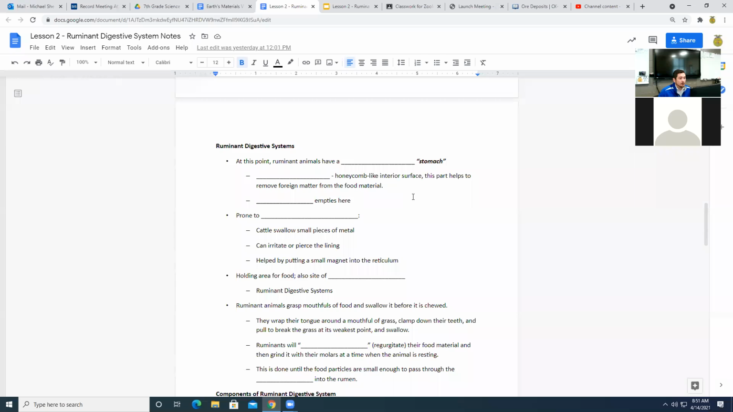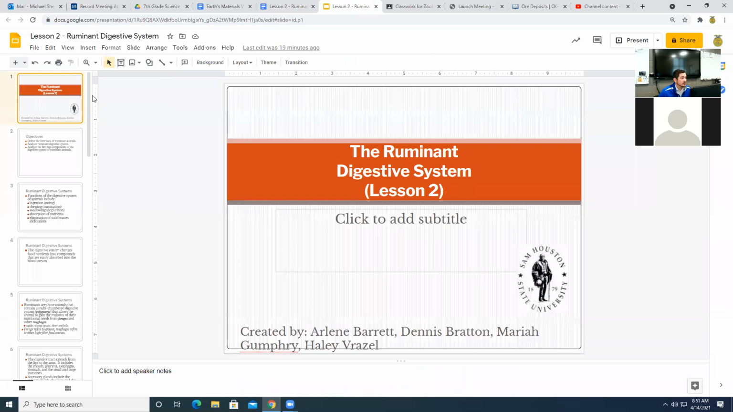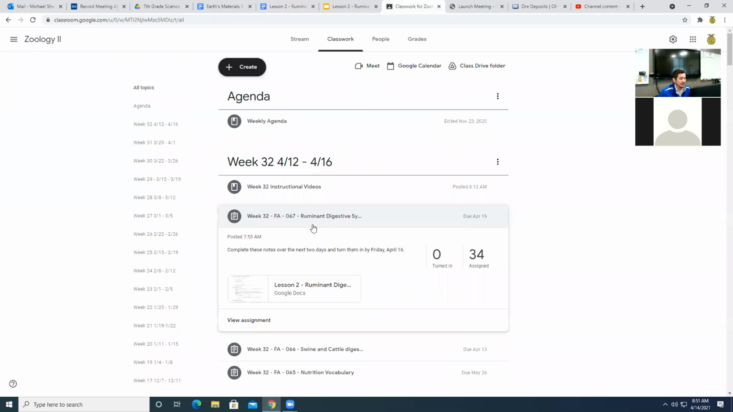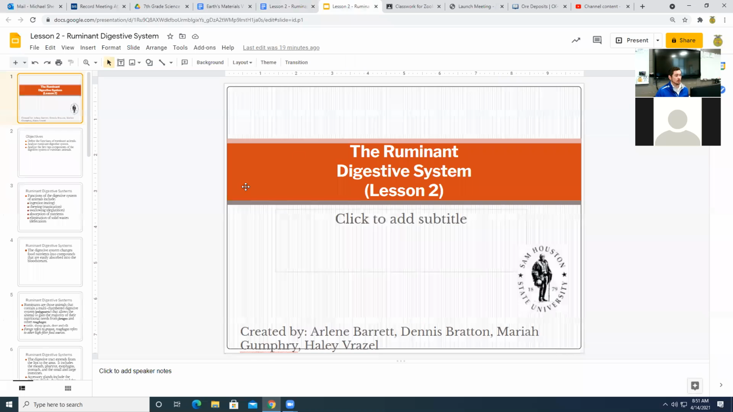We're going to fill out the first 2 pages of this today. We should be done in probably 15-20 minutes, and this is all that we're going to complete for today. As we are going through our presentation, make sure that you have that document open. Again, it is this Lesson 2 Ruminant Digestive System. It is week 32, assignment number 67 that is due on Friday, because we are going to do the second half of this same notes page tomorrow.